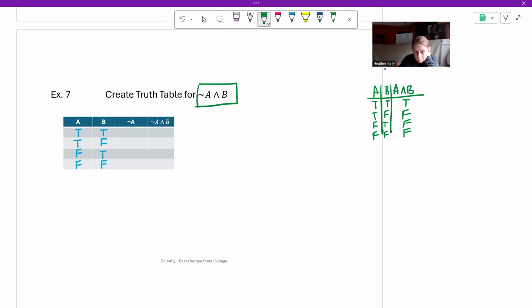Okay. Now, let's come back over here. You do want to work your business in order, right? Sometimes it's really helpful to take a breath and look at it and make sure you set your table up correctly. We're, of course, not going to stick with just two little things here; we're going to do bigger ones. So the first thing we need to find is not A. If A is true, then not A is false. If A is false, then not A is true.